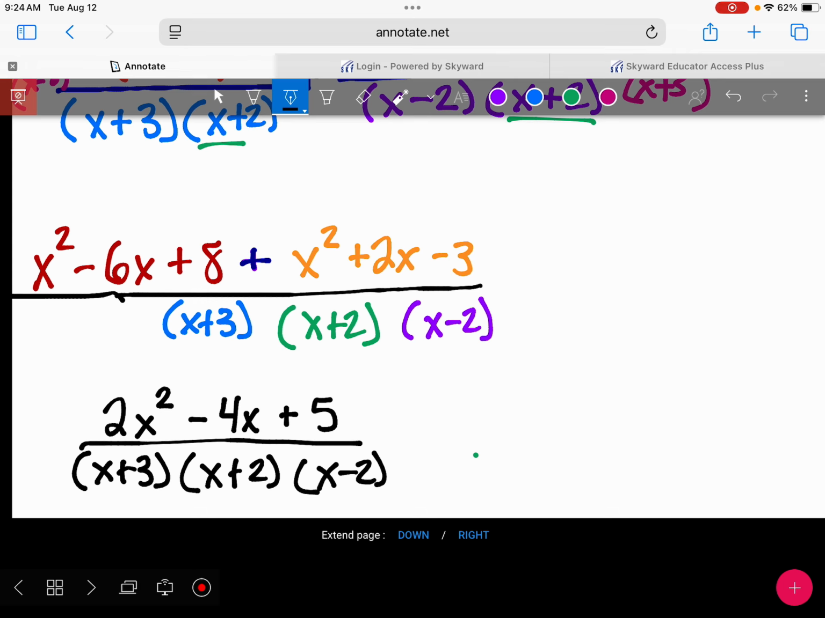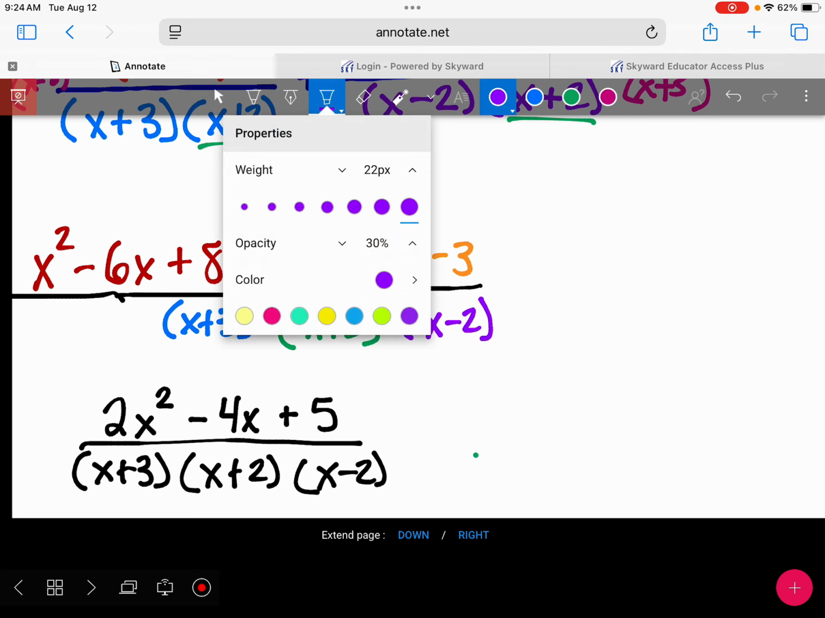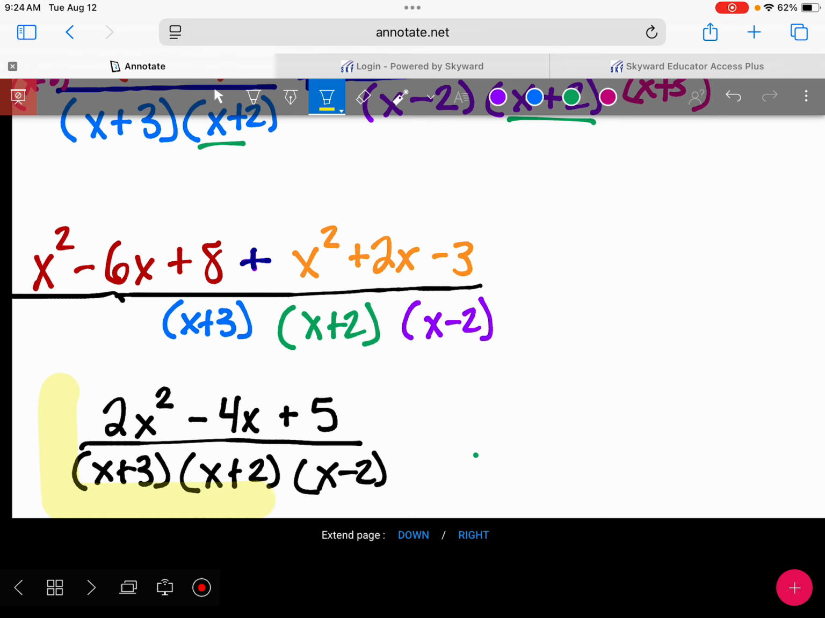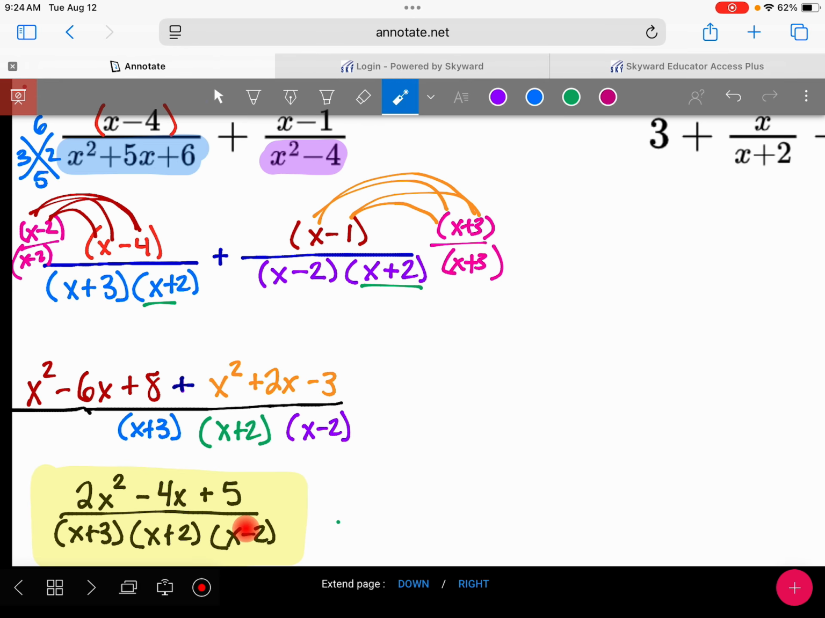I encourage you to look and see if it will factor. This one won't, but it's a good idea to double check. I'm almost out of space. But this is our answer. So when you get down here, you should check and see if this factors. This one won't. We don't have any numbers that are going to multiply to be 10 and add to be negative 4.